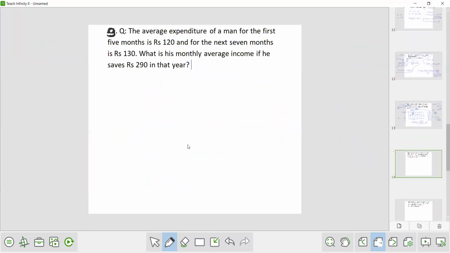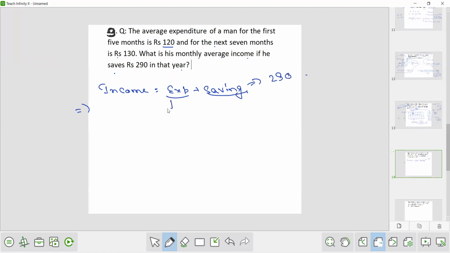Okay, the next question. The average expenditure of a man for the first 5 months is 120 and for the next 7 months is 130. What is his monthly average income if he saves rupees 290 in that year? Okay, so we know that income equals expenditure plus saving. So total expenditure plus total saving, that will be the total income. So total saving is given 290.